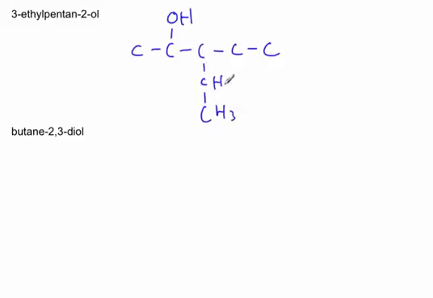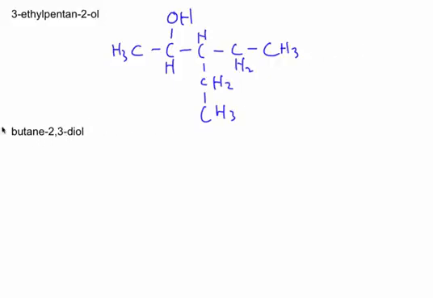To draw these then, again, the name tells it all, so it's pretty easy to get these sorted out. So that's a pentane. There's my 5 for a pentane. On carbon 2, I have an OH group, pentan-2-ol. And on carbon 3, I have an ethyl branch. And I would satisfy the bonding with additional hydrogens. And there's my drawing for 3-ethylpentan-2-ol.